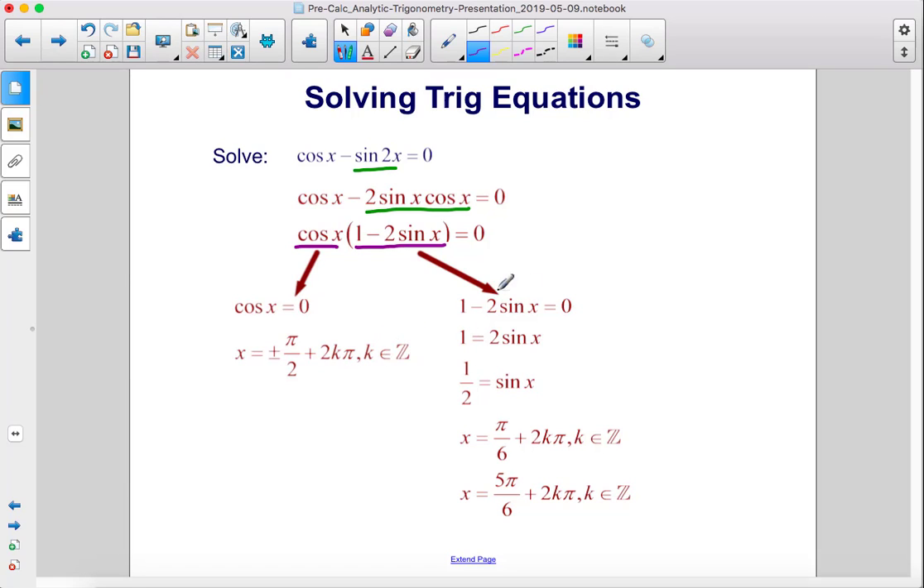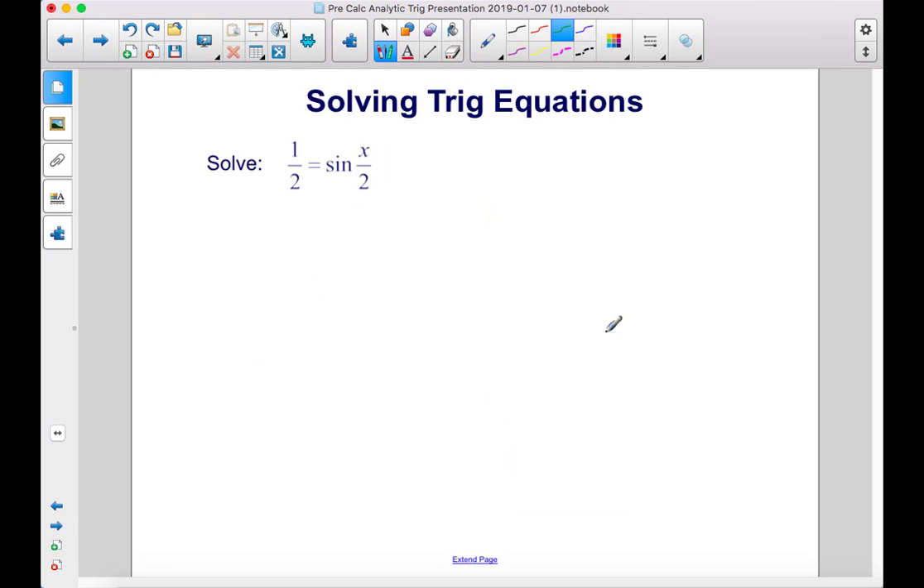And over here, we have 1 minus 2 sine x equals 0. Therefore, sine x equals 1/2, giving us these possible solutions. Pi over 6 plus 2k pi, or 5 pi over 6 plus 2k pi, where k belongs to the set of integers. Solve. 1/2 equals sine of x over 2.